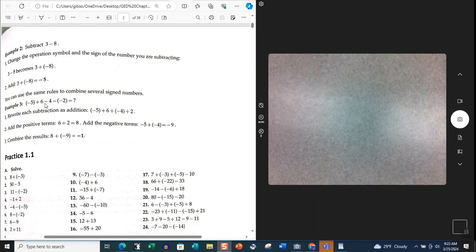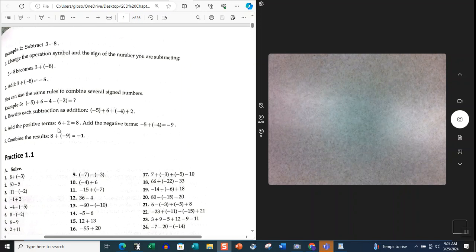Okay, example 3, negative 5 plus 6 minus 4 minus a negative 2. Now, we're going to have to take this in phases. It says rewrite each subtraction as addition. So this would be negative 5 plus 6, and then minus 4, we'll do plus a negative 4. And then minus a negative. Whenever you have minus a negative and there's no number separating them, this will change the minus signs to a positive. Because this is saying the opposite of negative 2, which is positive 2.